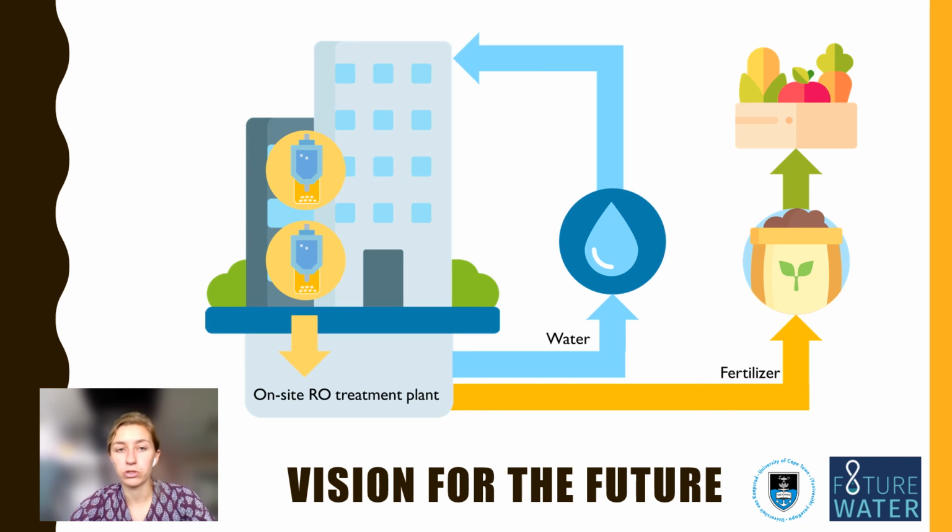We envision this process being implemented where urine can be collected on a large scale, such as in airports, shopping centers, or festivals. The urine would then be concentrated on an on-site treatment facility, the fertilizer product sold, and the water recycled within the building for non-potable uses. One step closer to closing the loop on resource recovery.